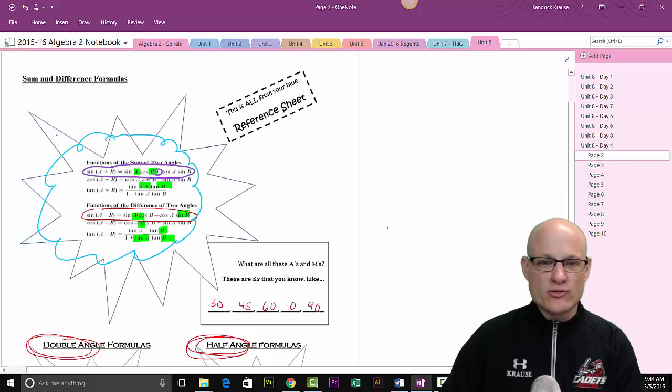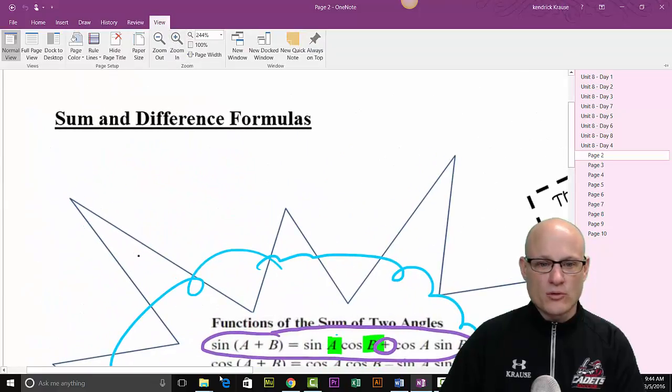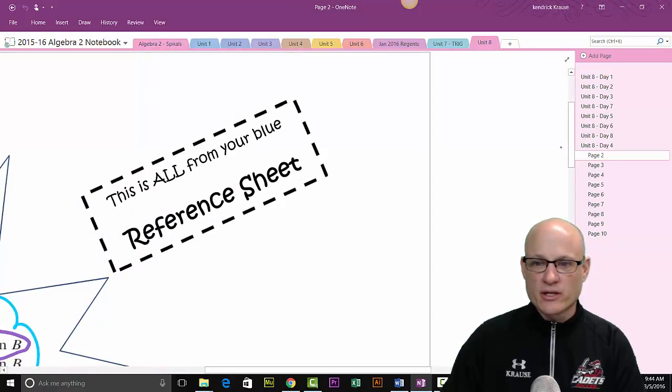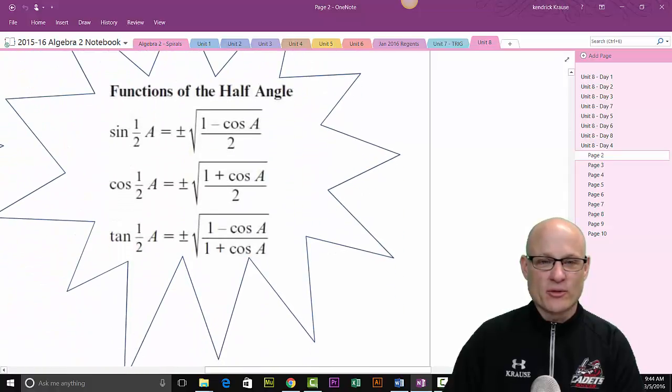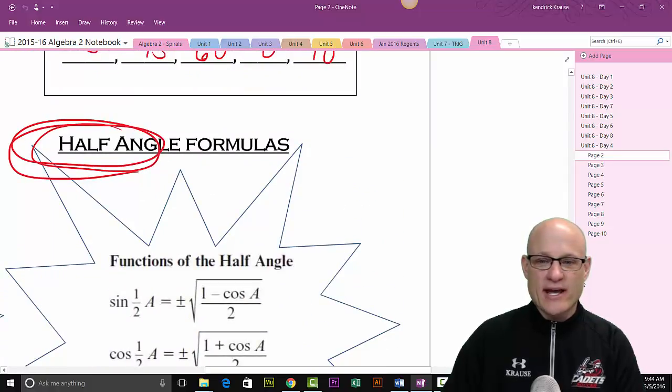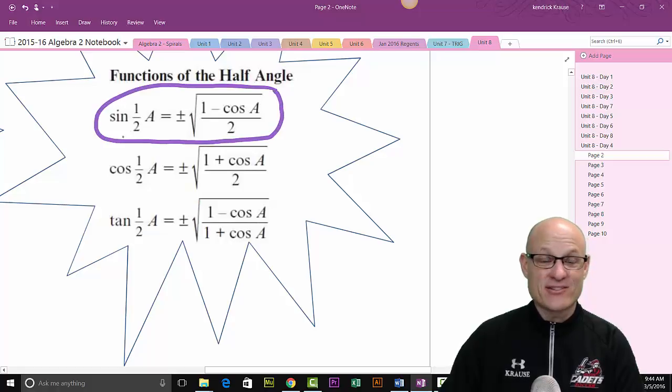Come back to page 2. Let's blow this up. We're going to go over this way and come down here. Half angle formulas. Half, 1/2. Oh, I have a half angle formula. So if I see something that's a half, I just have to use this. The sine of half A is equal to plus or minus the square root of 1 minus cosine A all over 2.